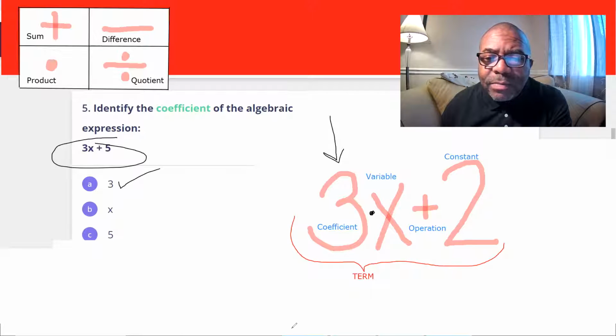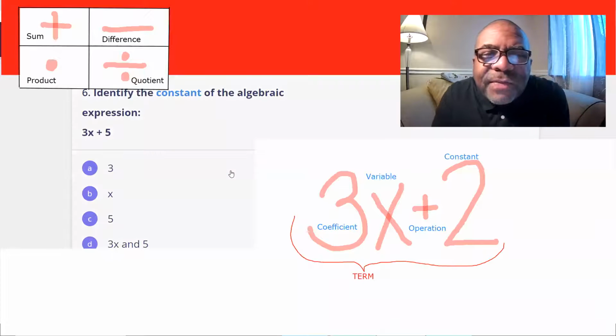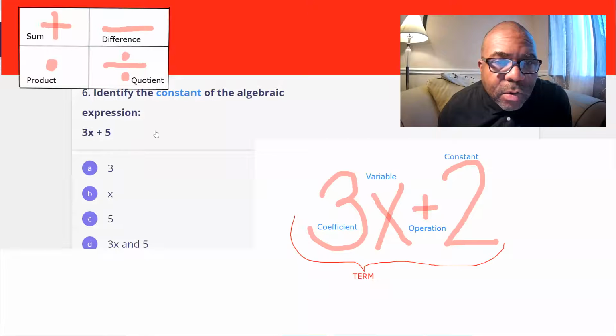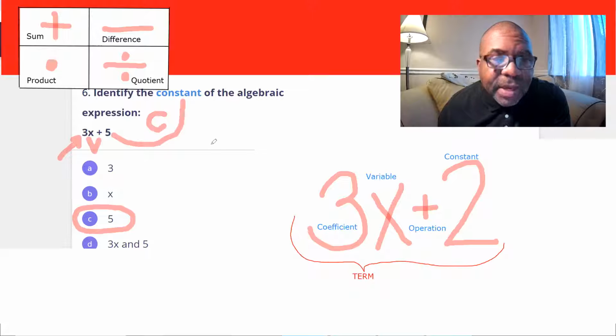Hopefully you had that correct. I know, actually, it looks like all of you had that correct, because here's a good one. Identify the constant in the expression 3x plus 5. What's the constant? Well, the constant would be 5. That's the number that doesn't change, because 3 is the coefficient in this case, and x is the variable. So that would be the constant in this particular example, all right?